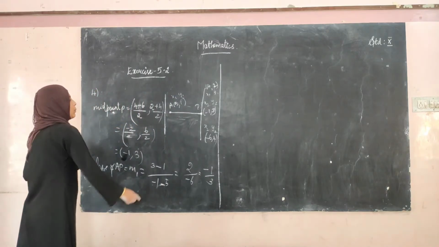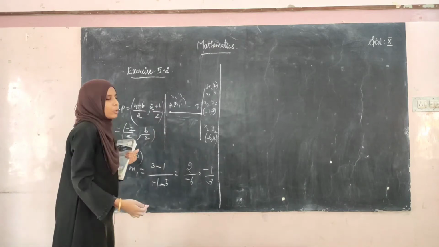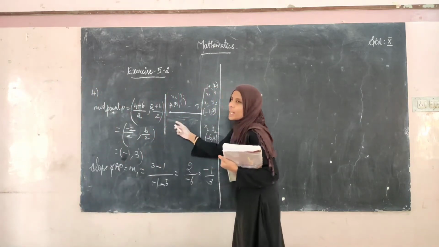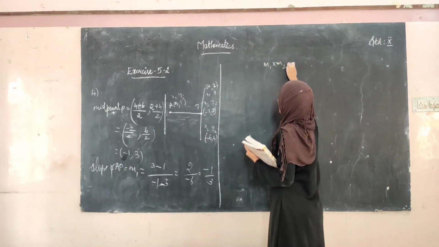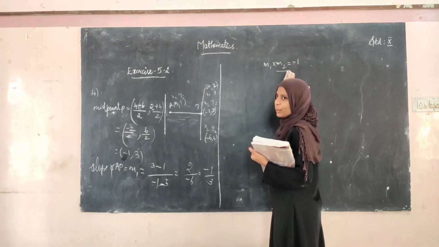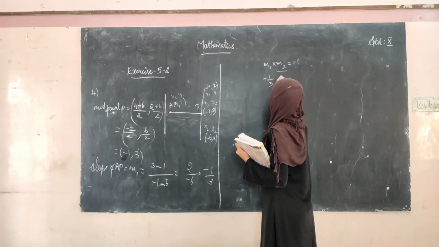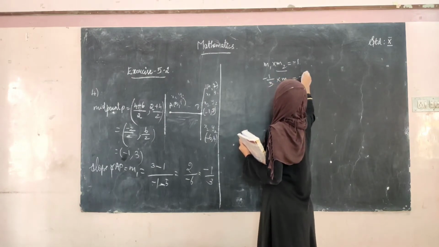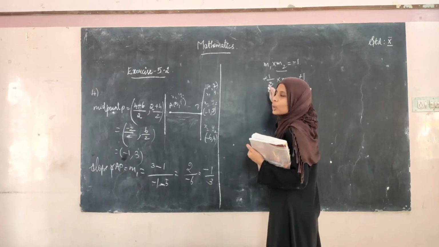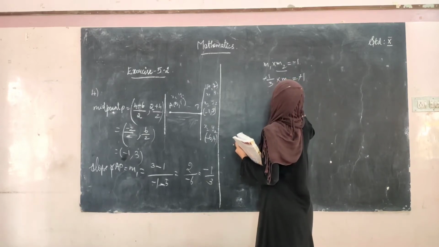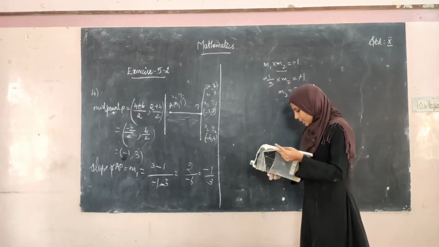Now let the slope of the perpendicular line be m2. Since these two lines are perpendicular, we know the condition m1 into m2 equals -1. So we only have to find m2. What is the value of m1? m1 is -1 divided by 3, into m2 equals -1. The minus and minus get cancelled. Bring this term to that side, 1 into 3. So m2 equals 3. So we have found the slope of the line, that is 3.